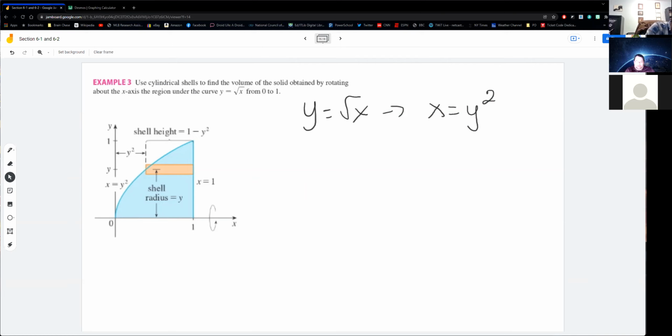So when we're doing this one out, and my integral, we're doing it from 0 to 1 still. So I have 2 pi. And now my radius in this case is y. So I have y. And my height is y squared.